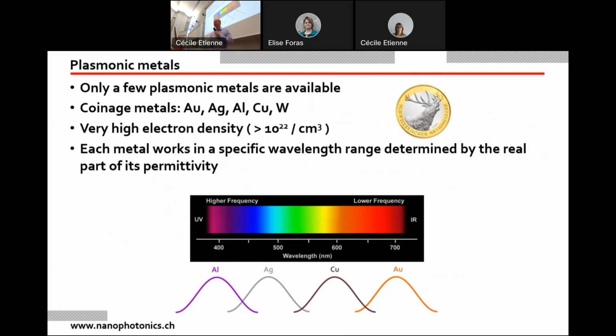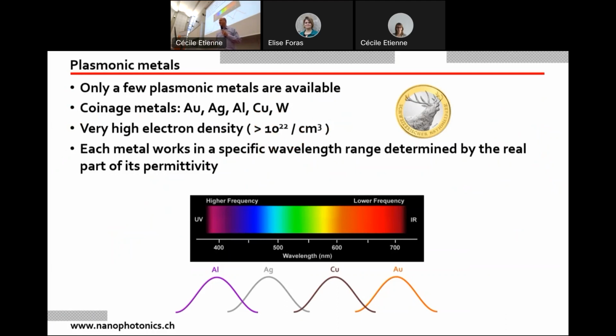Actually, these metals, they have a pretty name. They're called coinage metals. Coinage, it comes from coin. So these are the precious metals that we use for making coins, like gold, silver, but also aluminum, copper. And the characteristics of these metals is that they have a lot of free electron, at least 10 to the 22 free electron per cubic centimeter. And as a consequence, when light comes onto the metal, the free electron starts to be shaken around. And depending on the geometry of the particle, then the electrons are confined in specific location of the structure, producing this very strong field enhancement.